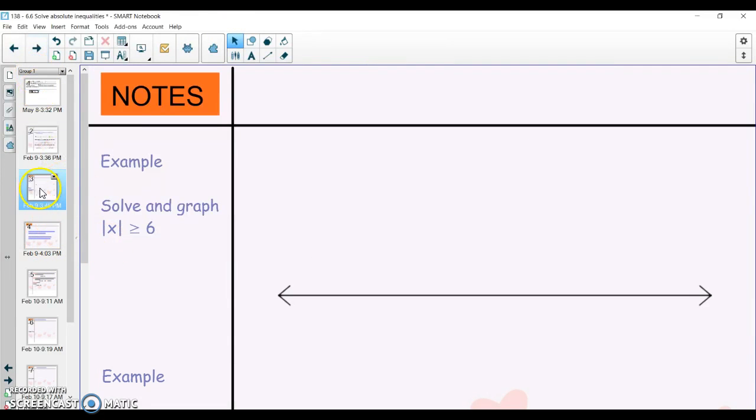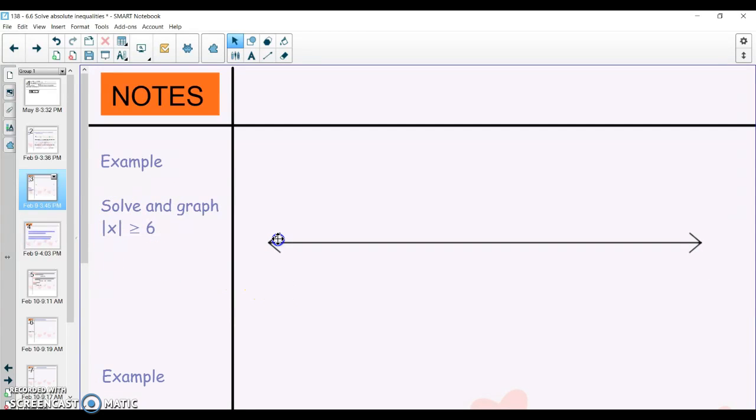The general idea behind this is that we have a value of x, and what we want to measure is its distance. Remember that distance is always, always, always positive.